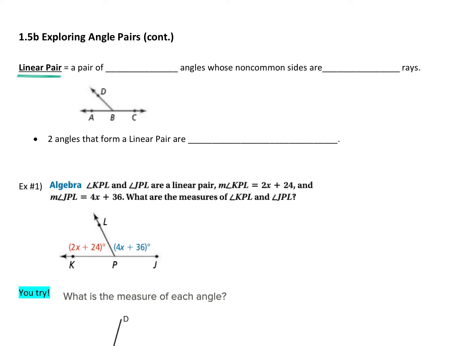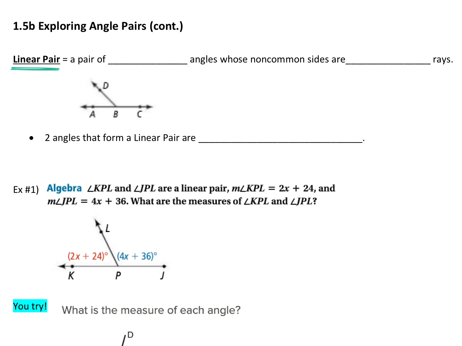Okay. What word do you see in that linear pair? Line. Okay, so we are trying to make a line out of two angles, essentially. So it's a pair of adjacent. Do you remember what adjacent means? Next to. So it's a pair of angles that are next to each other. They're going to share a common ray. Okay, adjacent angles whose non-common sides are opposite rays.